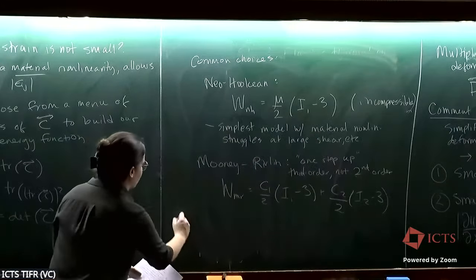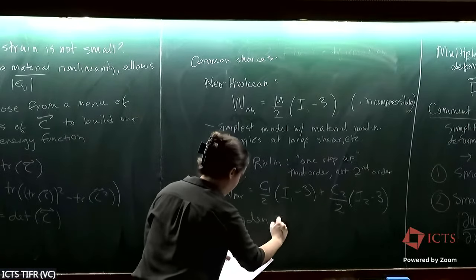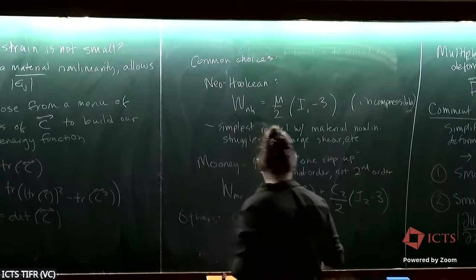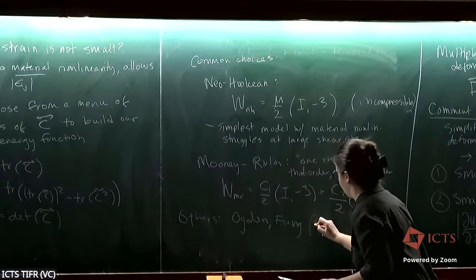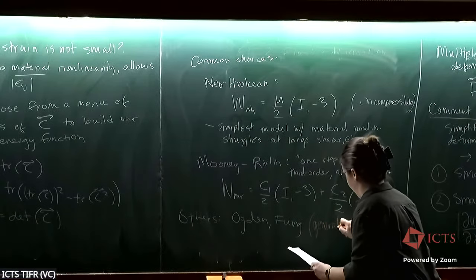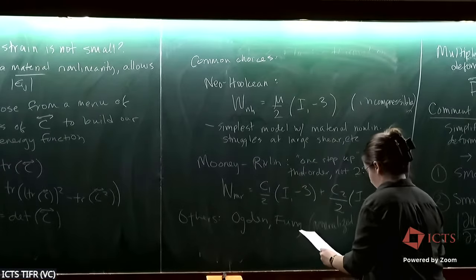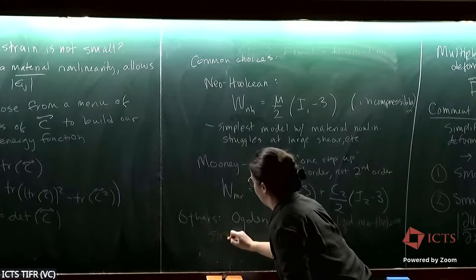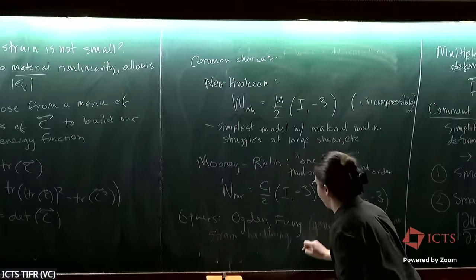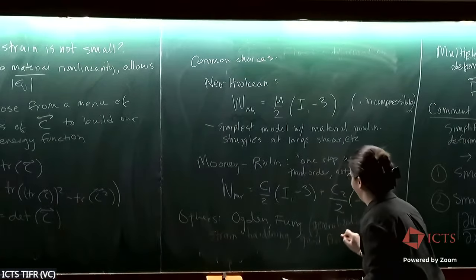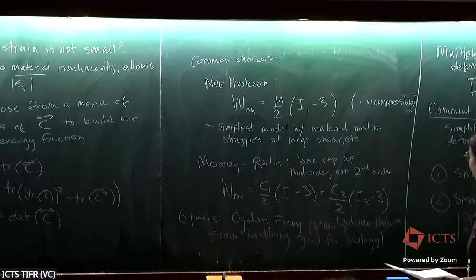And then there are plenty of others. You might see Ogden, you might see Fung. Fung is particularly interesting for the purposes of biology because we can think of this as a generalized neo-Hookean that allows for strain hardening. So I think a good idea to have in your head is that Fung is usually good for biology. But there are plenty of others as well.